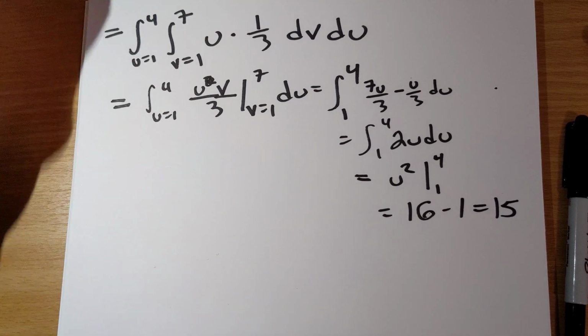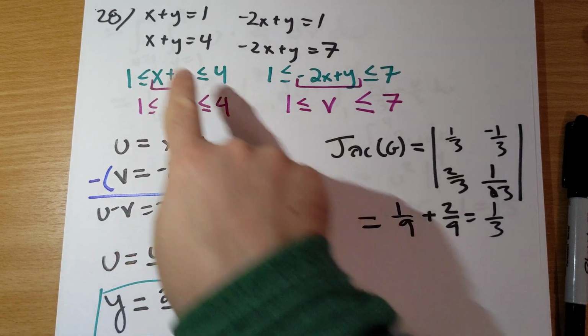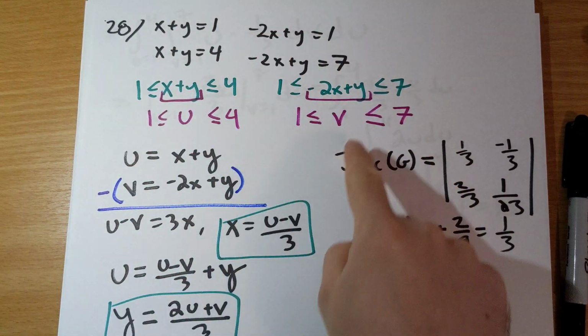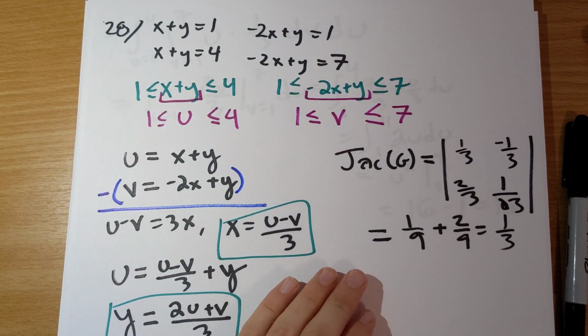Okay, so what's the moral of the story here? Maybe the moral of the story is realizing that these bounds here make very, very good suggestions for what change of variables to apply.